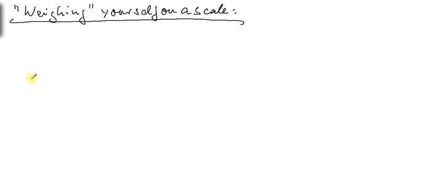So, let's picture the situation. We put a scale on the floor and you are standing on the scale. Now next let's look at the forces which are acting.